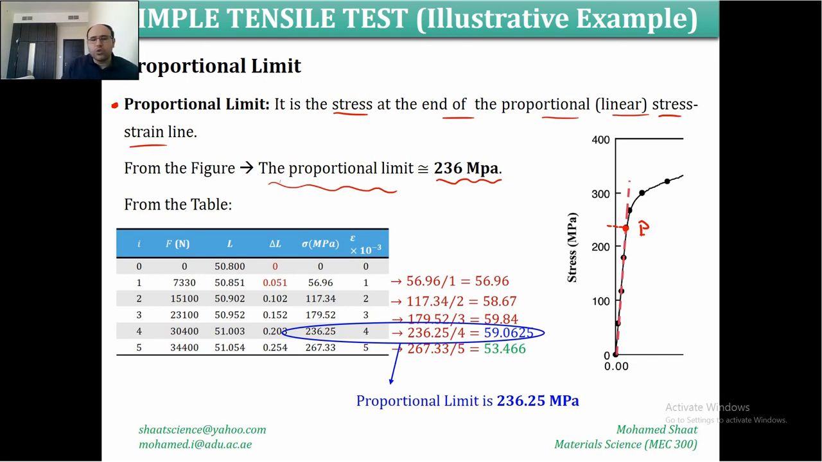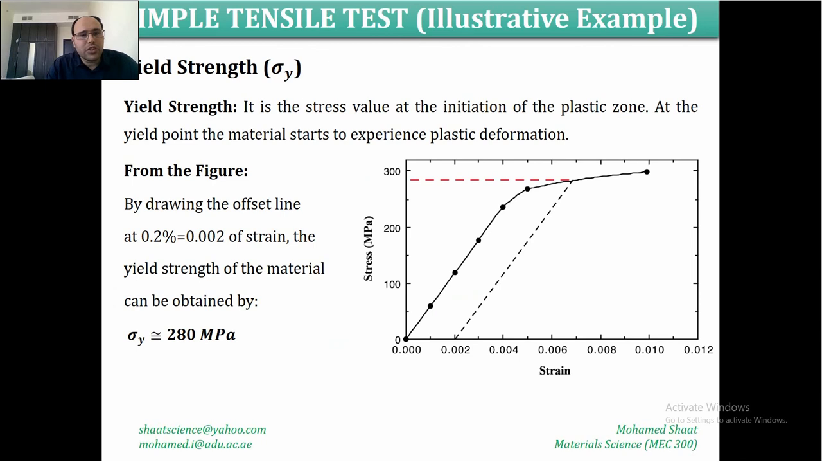This is in case you are using the data in the table, and the key condition is that this data should be smooth. What does smooth mean? It means that this data should be lots of data, so many points. In that case, from this table, we can use this approach to determine almost the same value of the proportional limit, similar to what we would get from the figure. Make sense?